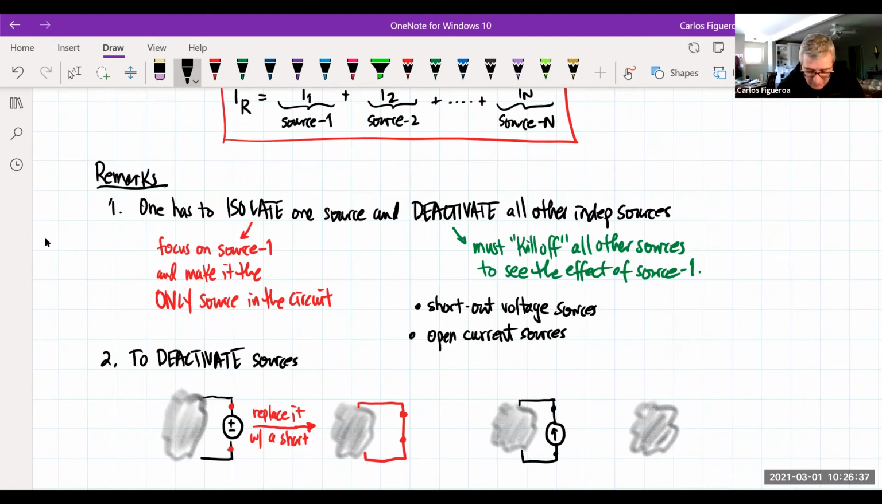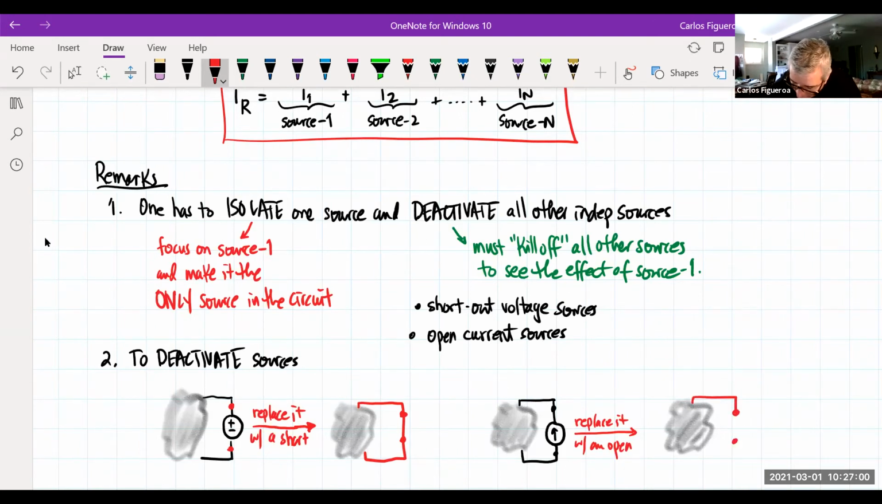Let's say that that's the way that current source. So what we do here is that we do the same type of thing. We replace this guy, and the way we replace it here is that we replace it with an open. So when I look at this current source now, it's a hole. There's nothing there. That's the way you deactivate the sources here.